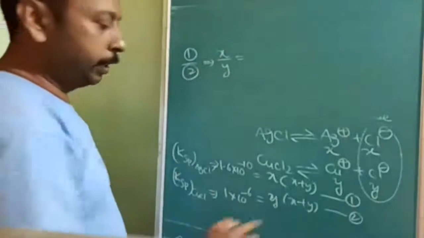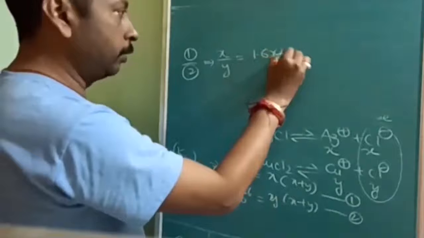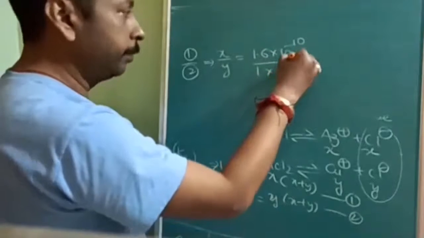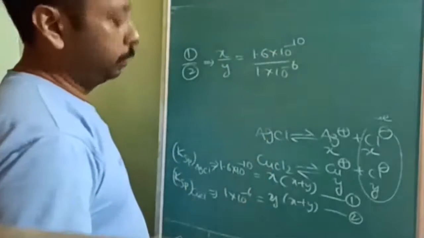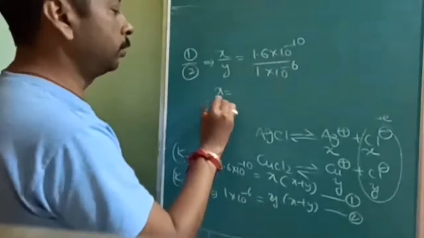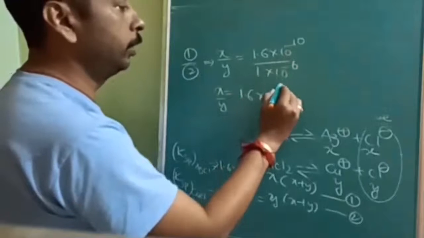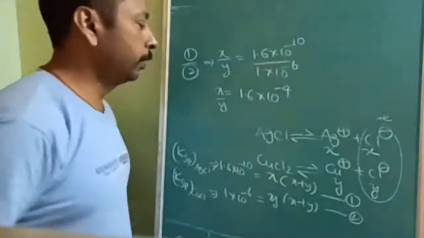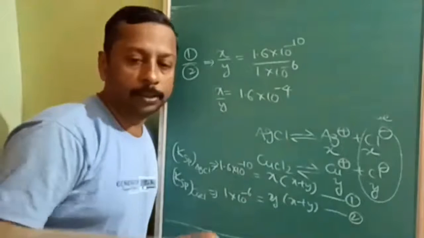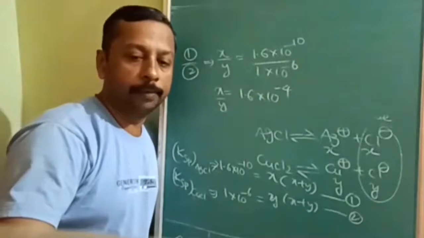X by Y is equal to 1.6 into 10 to the power of minus 10 divided by 1 into 10 to the power of minus 6. Therefore, X by Y is equal to 1.6 into 10 to the power of minus 4. Now, the problem is that you are already given the copper concentration.